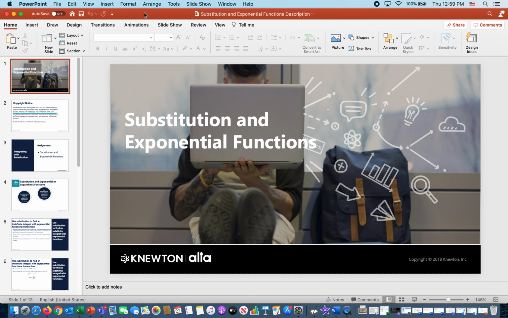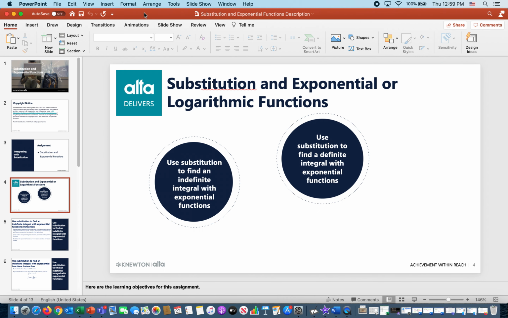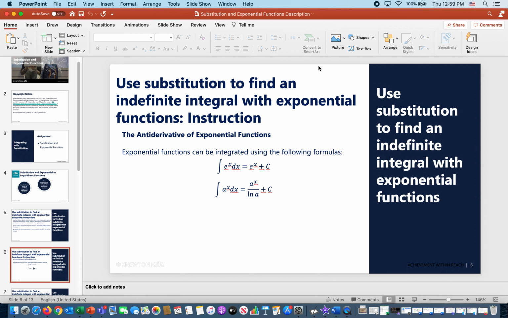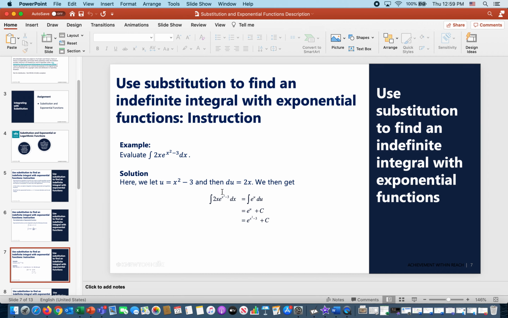So in our next video, we're looking at substitution and the exponential functions. There's two of those that we're going to look at. Let me just go ahead and pull those up for you right quick. So we have the integral of e to the x dx and the integral of a to the x dx. And of course, e to the x is just a special case of a to the x, okay?